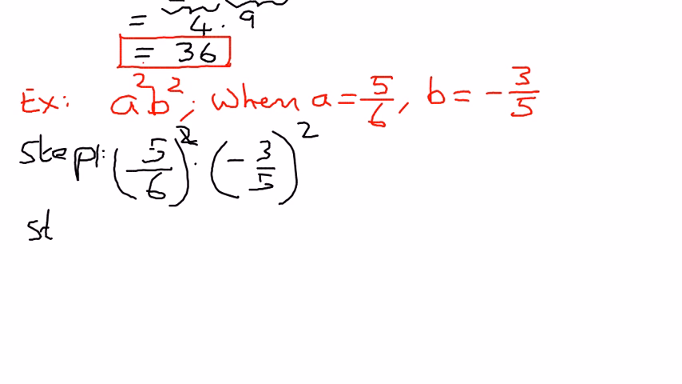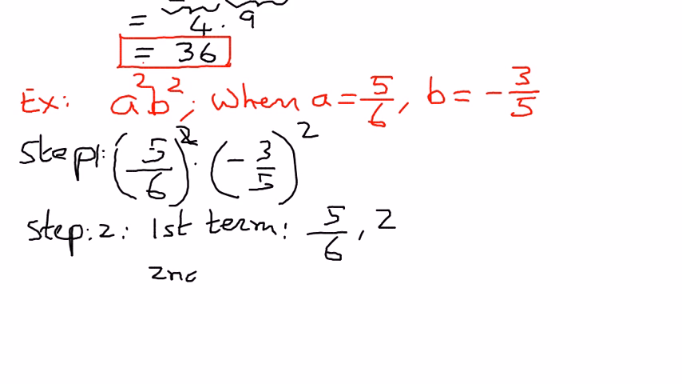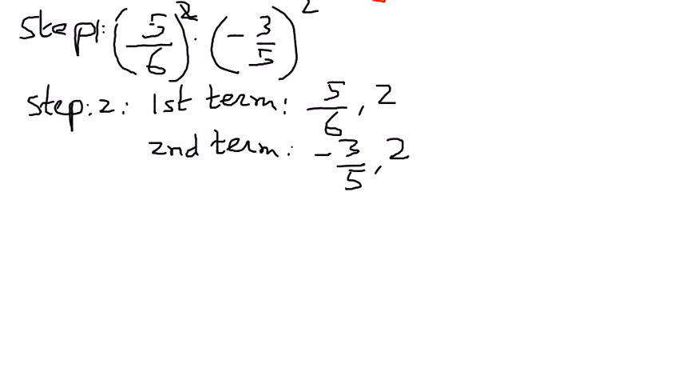In step number 2, we're going to recognize the base term and the exponential term. For the first term, the base term is 5 over 6 and the exponential term is 2. For the second term, the base term is negative 3 over 5 and the exponential term is 2. And now we're going to apply it to this particular problem.